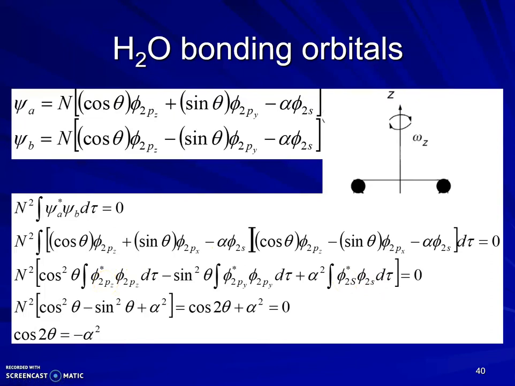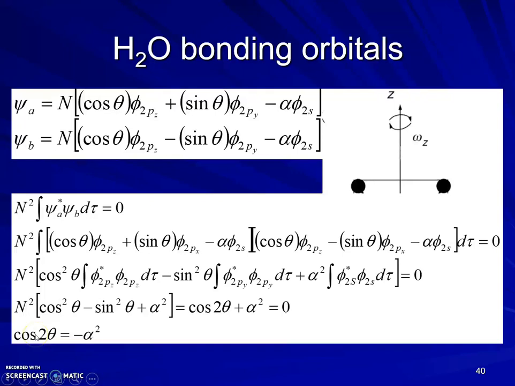The other neat thing is that those orbitals not only are orthogonal to each other, but they are normalized in and of themselves. So this integral right here, the pz integral, is 1. So that term becomes just cosine squared. This term becomes just sine squared. This term becomes just alpha squared.